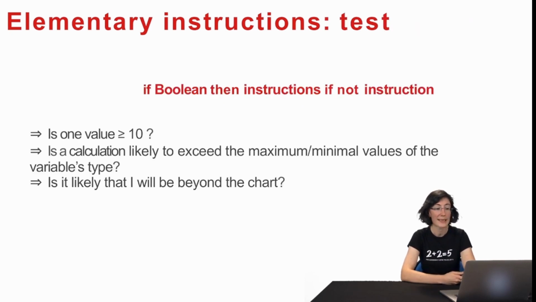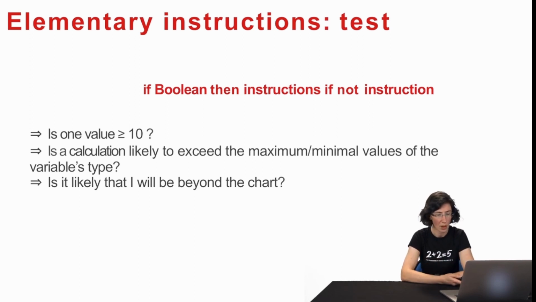The next instruction is the test. If the test is a boolean value, either right or wrong, then we execute an instruction, and if it is wrong, then we execute another instruction. So the boolean test can be, is there a value higher than 10, which will give us the boolean result. So is the answer true or is it false? At that moment, we execute one instruction or the other.